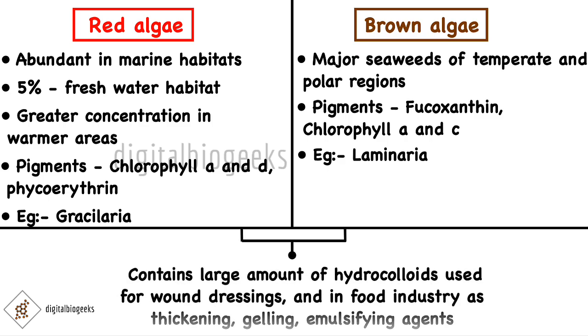Both brown and red algae produce large amount of hydrocolloids. Are you familiar with the term hydrocolloids? Hydrocolloids are substances that form a gel in the presence of water. When they mix with water, they form a gel. That is why they are used for wound dressings in hospitals and are widely used in the food industry as thickening, gelling and emulsifying agents.